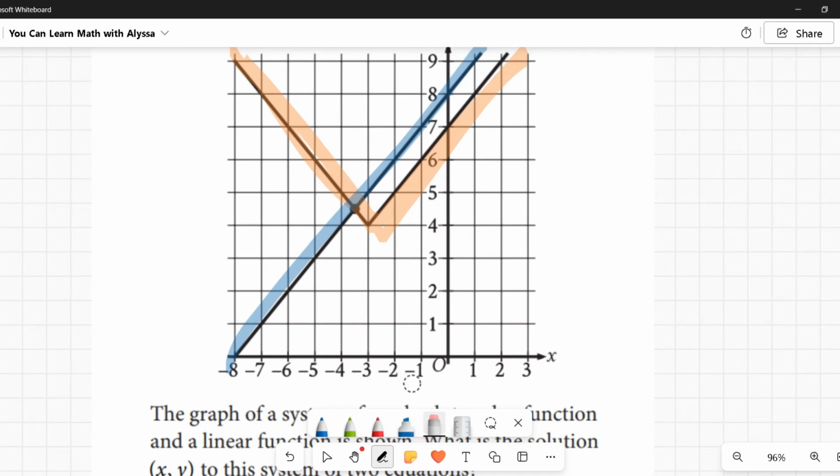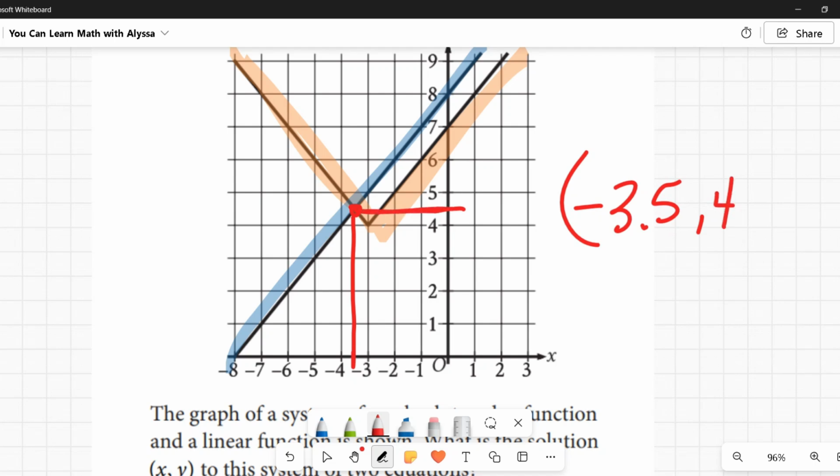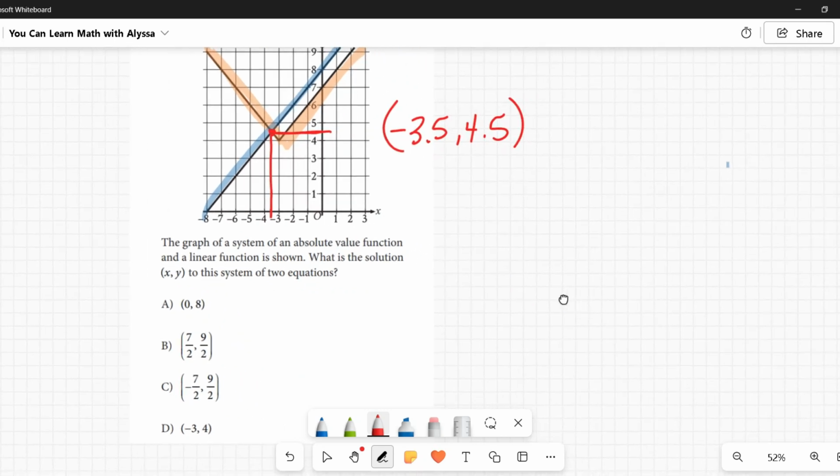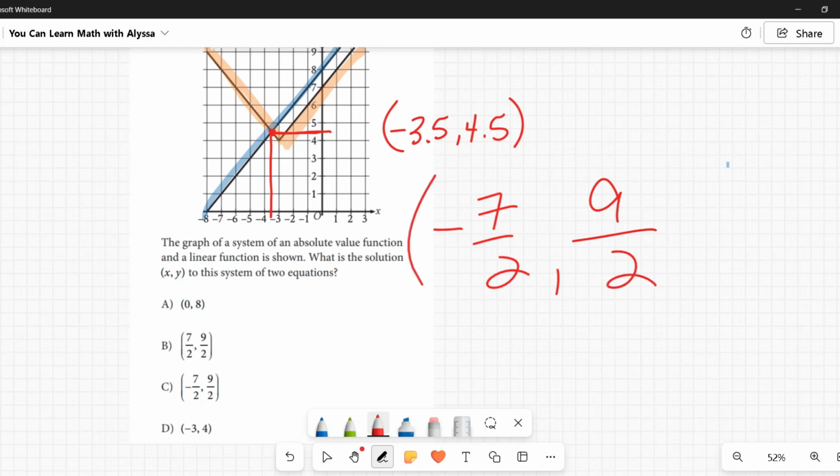And here they're being very nice, and they've highlighted this little spot right there where they cross. So if I look at this, this looks like negative 3.5 for my x value and a positive 4.5 for my y value. That would be the solution. It's where they cross. Negative 3.5 is the same as negative 7/2 because I see they're giving us the answers in fractions just to make things fun. And 4.5 would be 9/2, 9 divided by 2. So that would be C, negative 7/2, 9/2, and that is my answer.